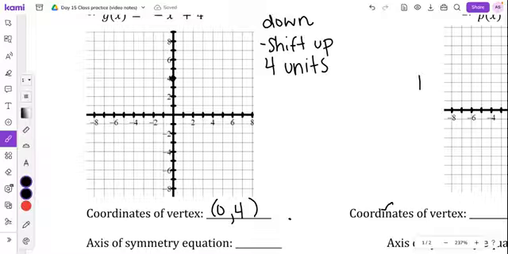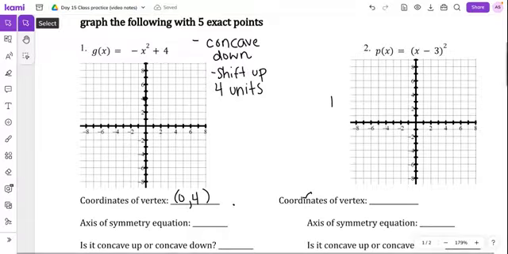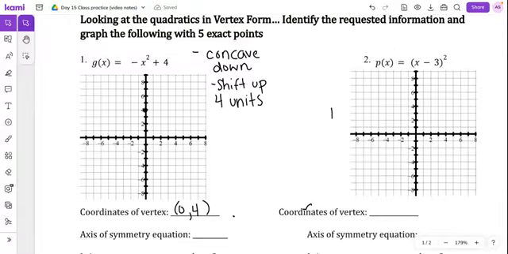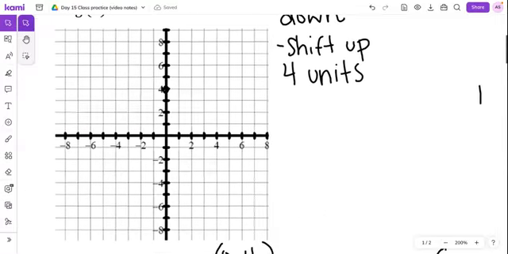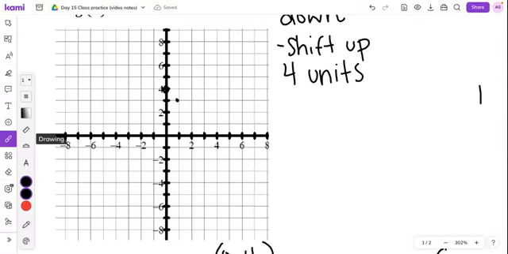Okay. Now, once we are here, we have the ability to plot some points. And if you notice in the directions, it says that we want 5 points, right? So from 0, comma 4, we're going to go out 1 and down 1. Because it's concave down, to the left 1 and down 1. We're going to go out 2 and down 4, to the left 2 and down 4. And if you wanted to keep going, we could go out 3 and down 9, out 4 and down 16, out 5 and down 25. But we don't have to, because again, we only want to plot 5 points. This is just a sketch. And then we can draw in our parabola.